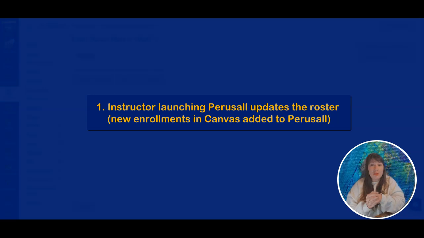So a good rule of thumb might be avoiding Perusall assignments during the first week of the semester when enrollments are very likely to change frequently. After that, launch Perusall periodically. Maybe make it a task every week at the beginning of the semester to go in and launch Perusall yourself, and that way you'll update your roster and you won't have any grade sync issues with new students who get enrolled in your Canvas course.